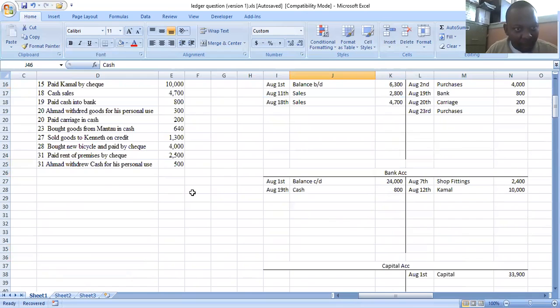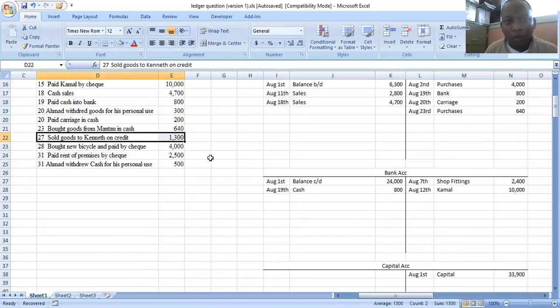17,500. Then we proceed. On 27th, sold goods to Kenneth on credit. The two accounts here are sales and Kenneth. We've sold to Kenneth on a credit basis. He hasn't paid us, so we need an account for him. Therefore, the two accounts here are the sales account and Kenneth.